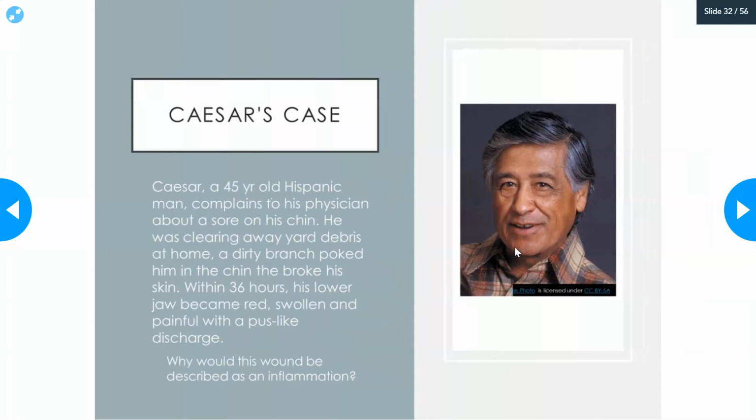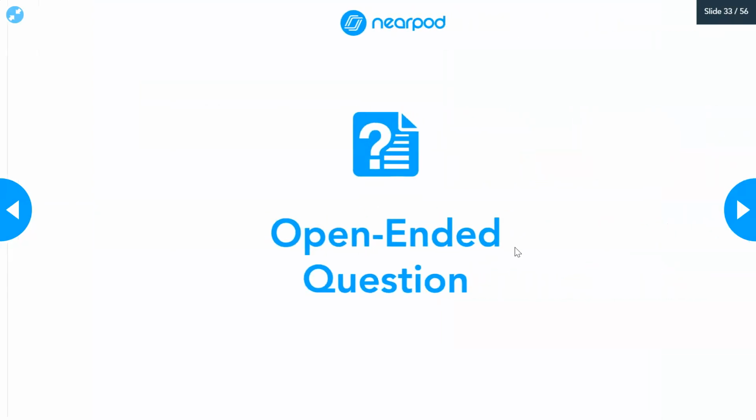Moving on to Cesar's case, he's a 45-year-old Hispanic man. He complains to his physician about a sore on his chin. He was clearing away yard debris at home. A dirty branch poked him in the chin, and it broke his skin. Within 36 hours, his lower jaw became red, swollen, and painful with a pus-like discharge. So why would you describe this wound as inflamed or as inflammation?